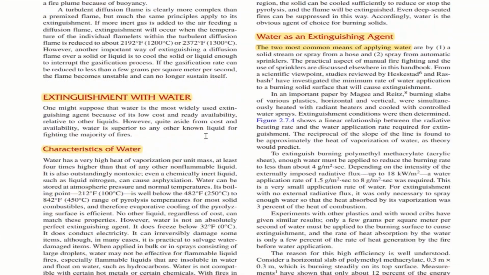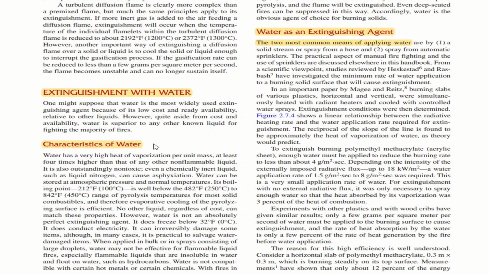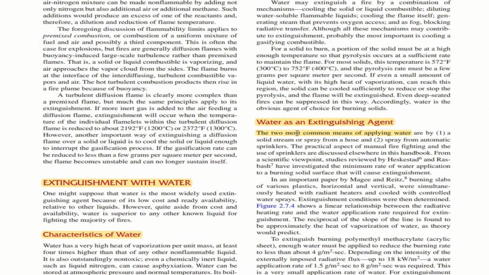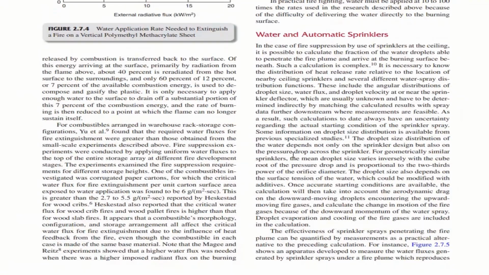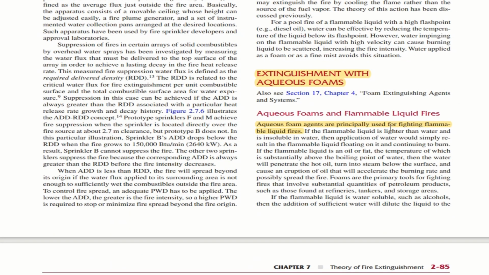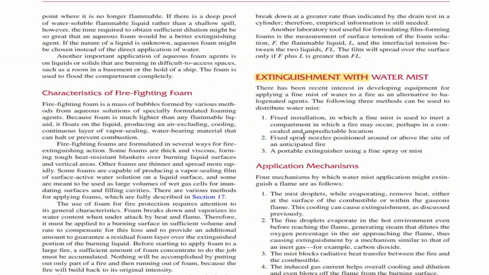Here we have extinguishment with water. We have characteristics of water, water as an extinguishment agent. The two most common means of applying water are by solid stream or spray from a hose and spray from automatic sprinklers. So extinguishment with water, and extinguishment with aqueous film forming foam. Aqueous foam agents are principally used for fighting flammable liquid fires. Important concept.